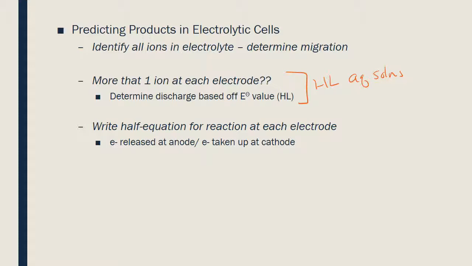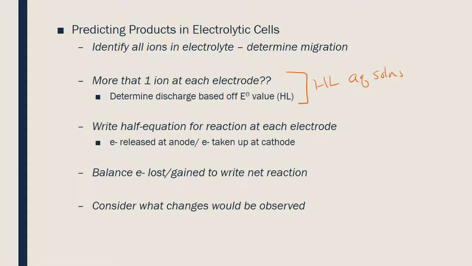Then write your half reaction that is occurring at each electrode. So remember, electrons are released at the anode because oxidation occurs at the anode, and electrons are taken up at the cathode because reduction occurs at the cathode. Then you want to balance the electrons lost or gained to write your net reaction. And then the last thing they're going to ask you is to consider what visual changes you can see in the solution that tell you that it's working, that you're getting the products you're supposed to be receiving. We are going to go through multiple examples of this, so do not be worried about that.